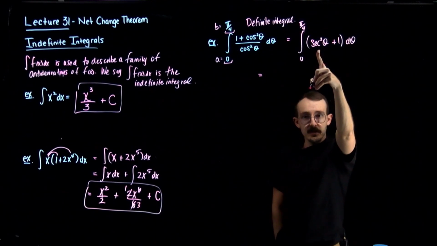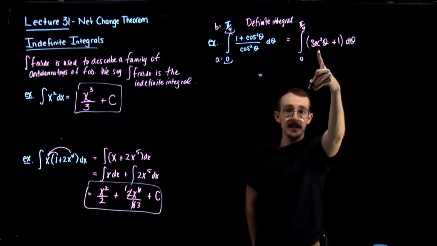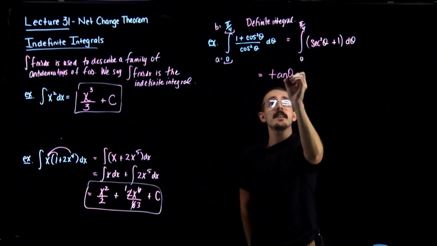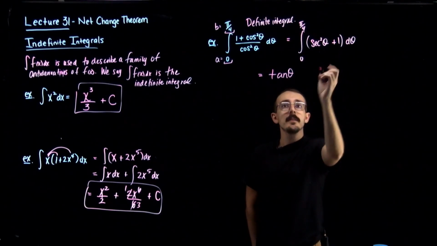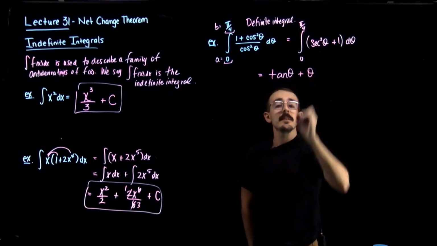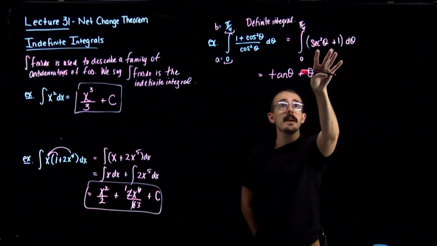What function has secant squared as its derivative? So we're thinking backwards. It should be tangent, right? Tangent theta would have secant squared as its derivative. And how about 1? Well, it's not x this time. It's theta. So this would be theta to the first power. And then if I did take the derivative of this, I would get back to here.